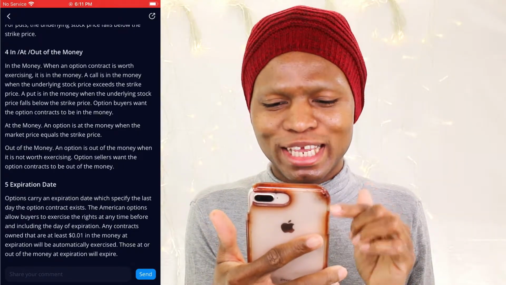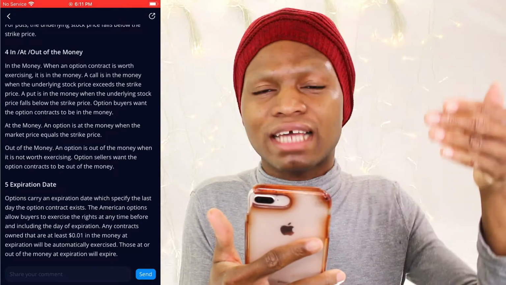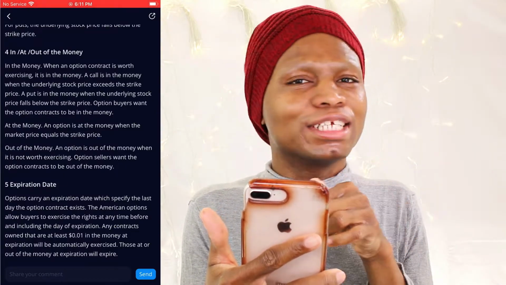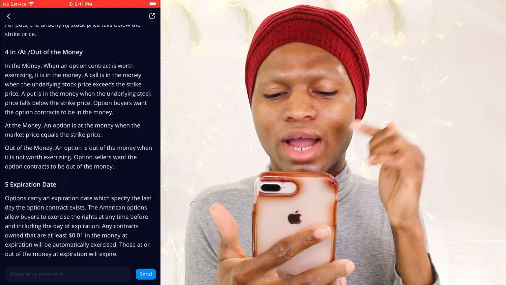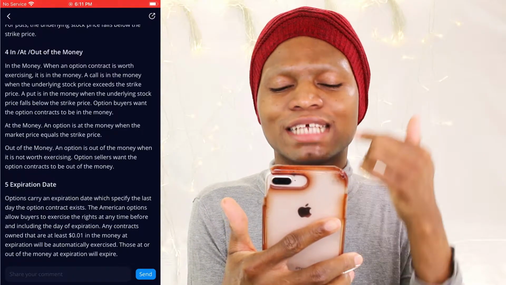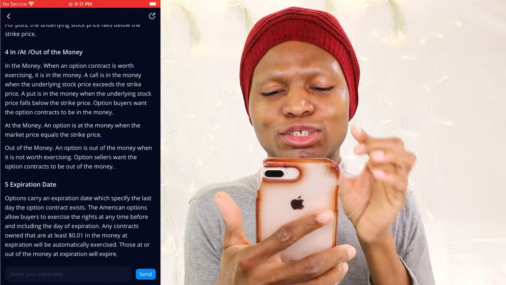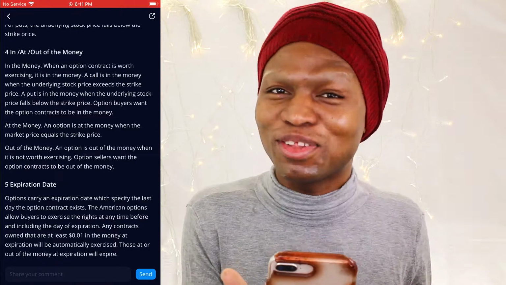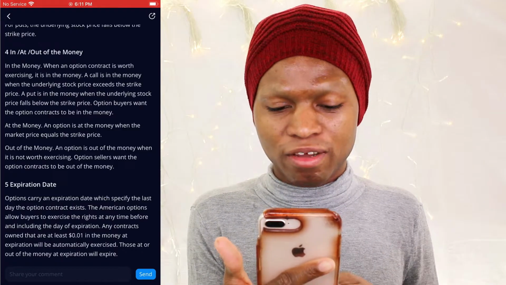Out of the money is when an option is outside of the comfort zone, when it's not worth exercising. As a result, option sellers want the contracts to be out of the money. See, you're selling, so when it's out of the money, the person who sold will be benefiting.